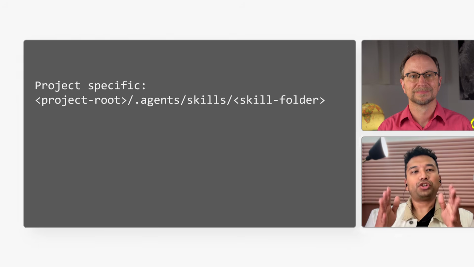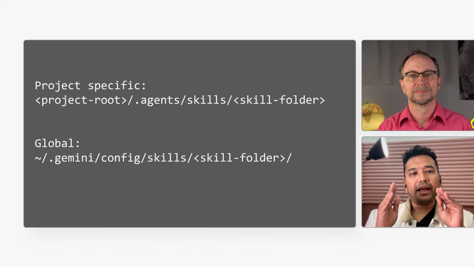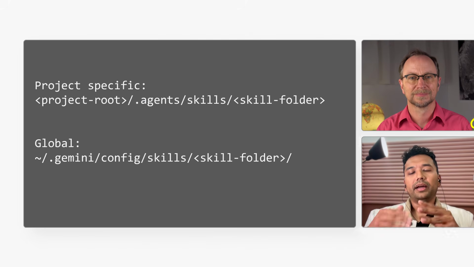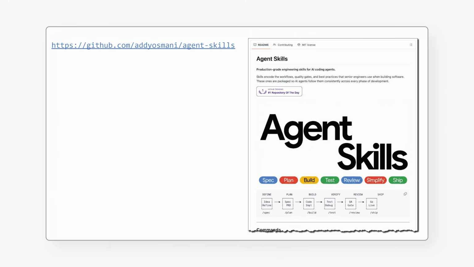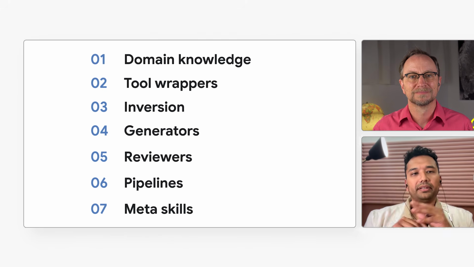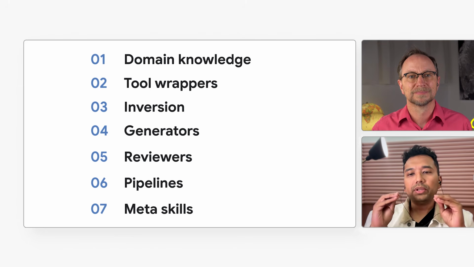That's right. Just drop the skill folder into .agents/skills under your project root for a single project, or in Gemini/config/skills to use them globally across all projects. Simple enough. The open source agent skills repo is a goldmine of these. I have categorized them into 7 design patterns, spanning from basic domain knowledge to advanced pipelines. Let's start with the simplest one.